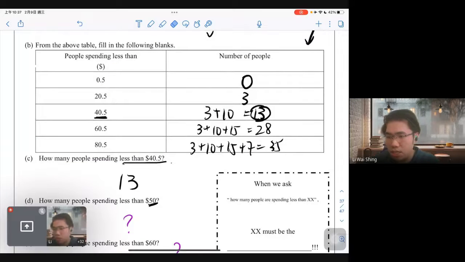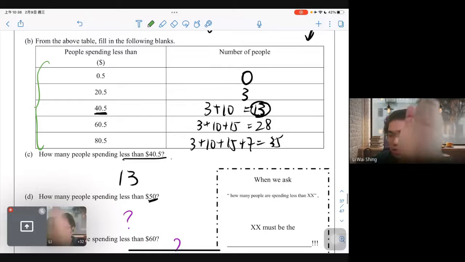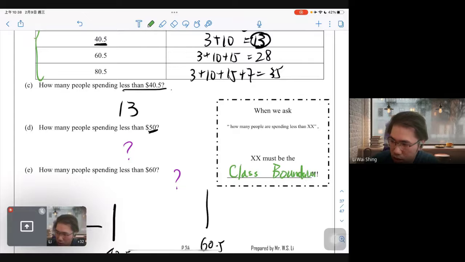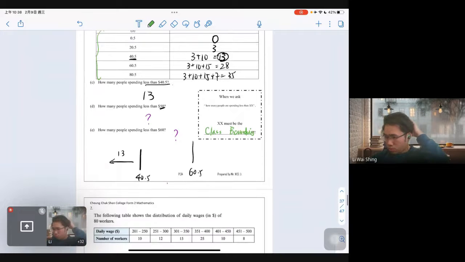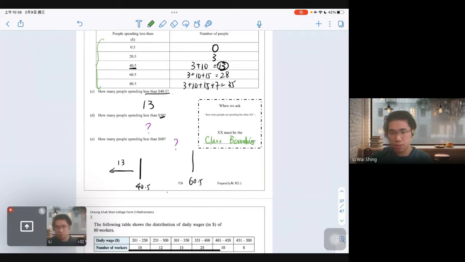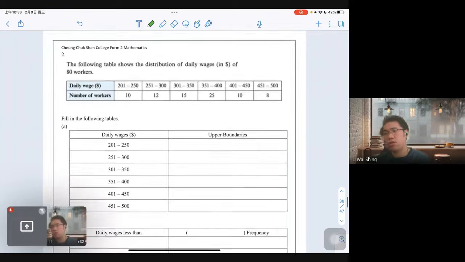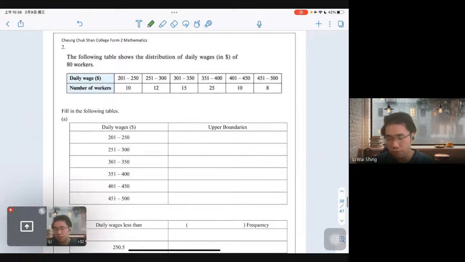So remember, when you are setting up the cumulative frequency polygon less than a certain amount, remember you need to use the class boundaries. Okay? Let me show you how to draw a cumulative frequency table. Okay? We have a frequency table now.